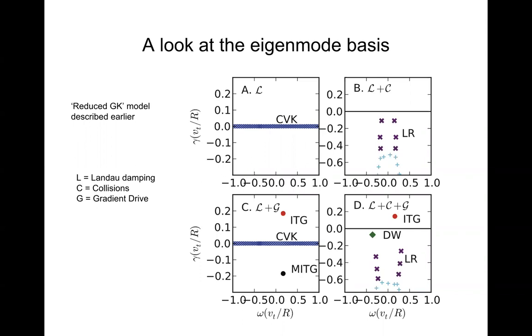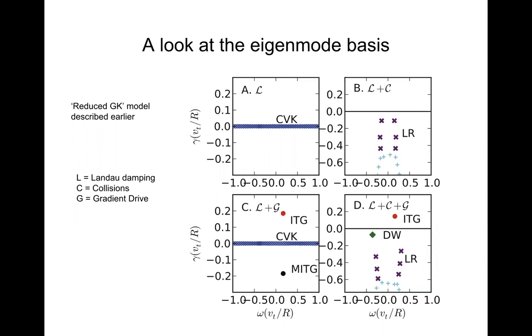What we wanted to do here is look in detail at the linear eigenmodes in the simple system, and see how they are manifest, if at all, in the nonlinear turbulence.